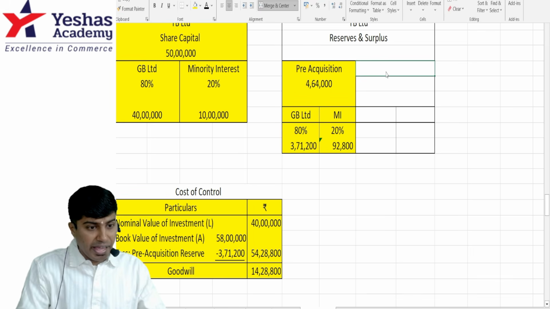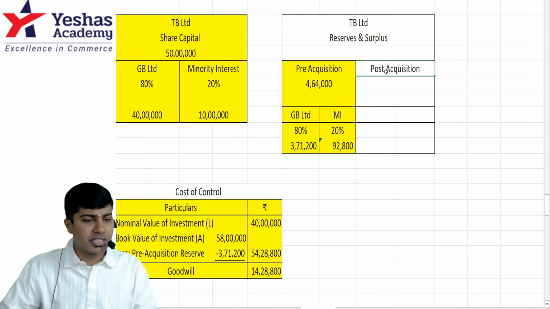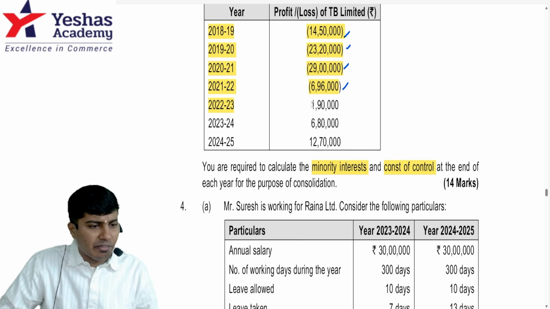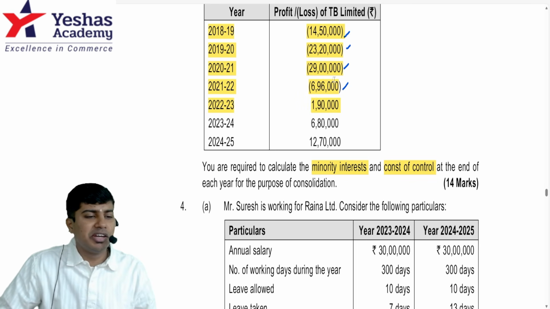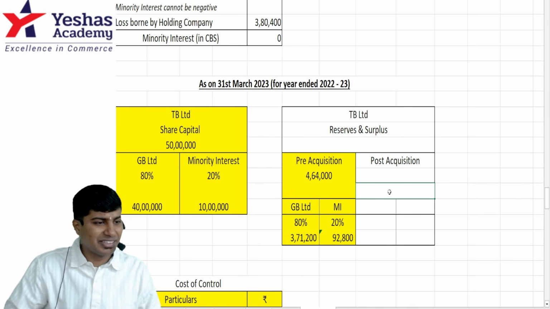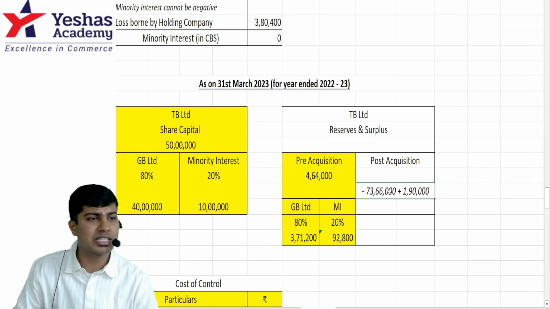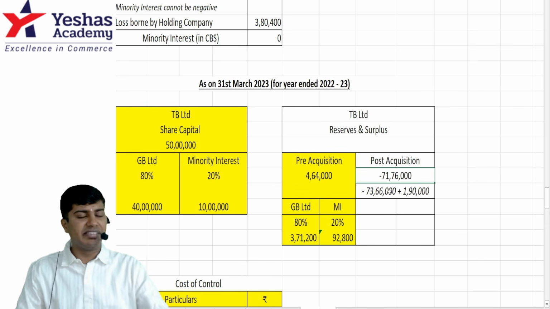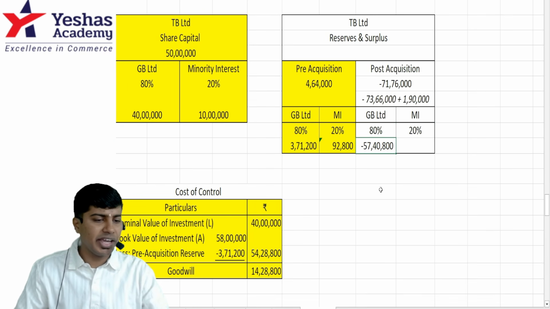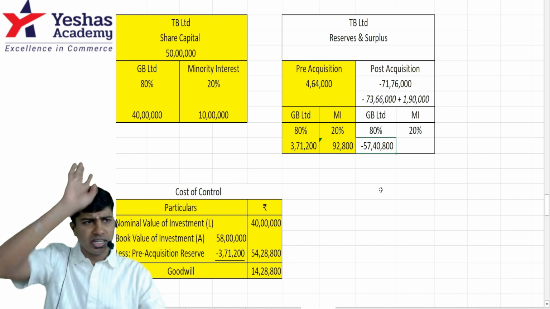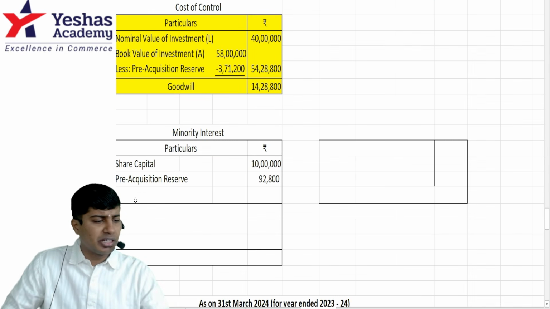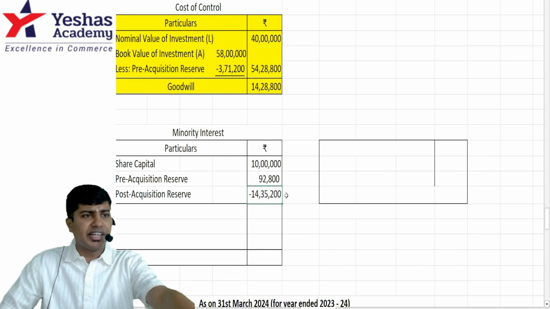What do we do now? Post acquisition reserve. Help me with post acquisition reserve. Already we had minus 73,600. Now we made 1,90,000 profit. Finally, your investment is reaping benefit. 73,600 minus plus 1,90,000 is 1,16,400. Split between holding and minority in 80-20 ratio. Holding share 93,120, CBS reserves and surplus, revenue reserve. 20% is 23,280. This is changing a year.